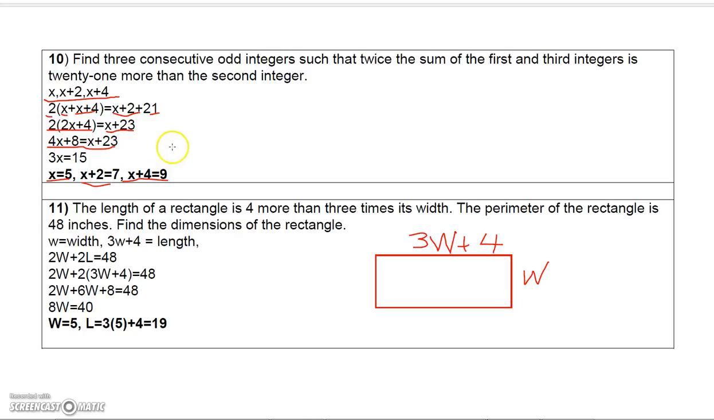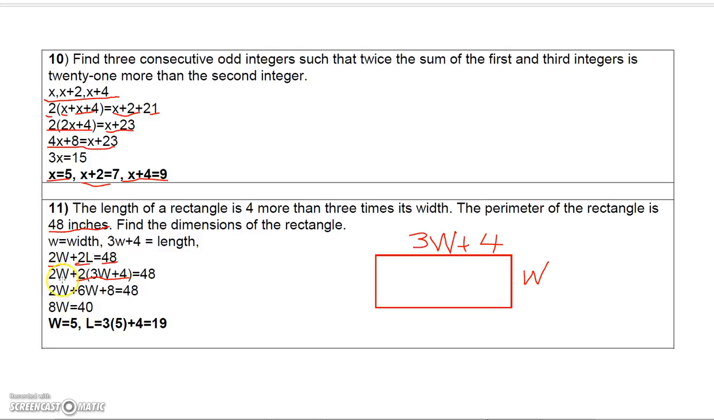Okay, on this last one, I'll let you read it, but basically you're given that a rectangle has a width, and then the length is 4 more than 3 times the width. So this would be the length, 3w plus 4. So let w be the width, 3w plus 4 would be the length. Now, we're given that the perimeter is 48 inches. So if the perimeter is 48 inches, remember perimeter would be twice the width plus twice the length. And we're given that equals 48. Well, all we have to do is replace L with 3w plus 4, and now we can solve this equation for w.